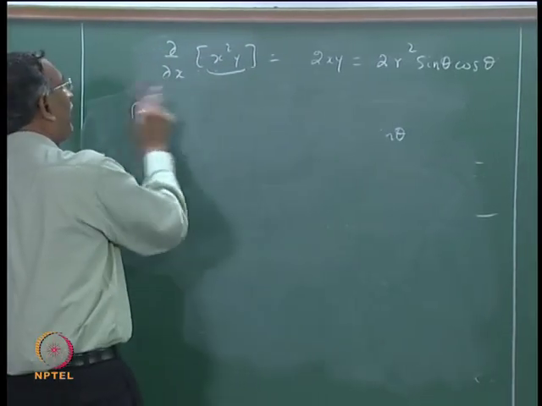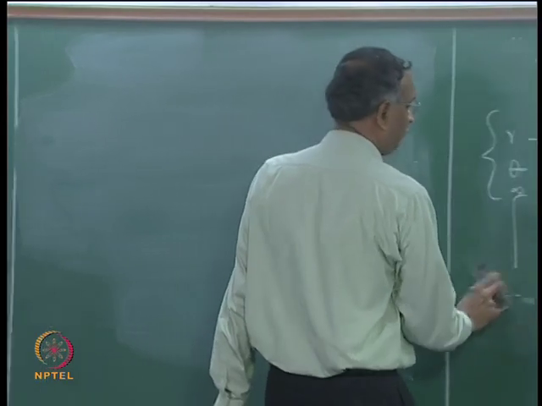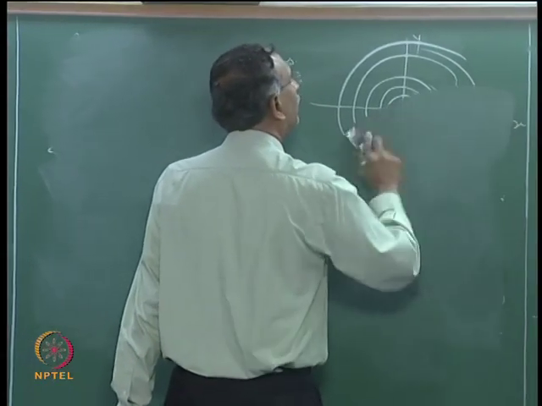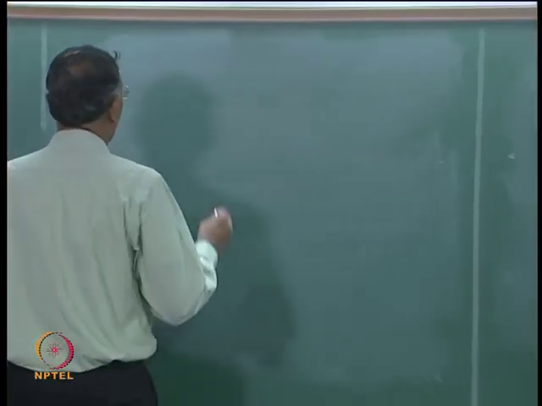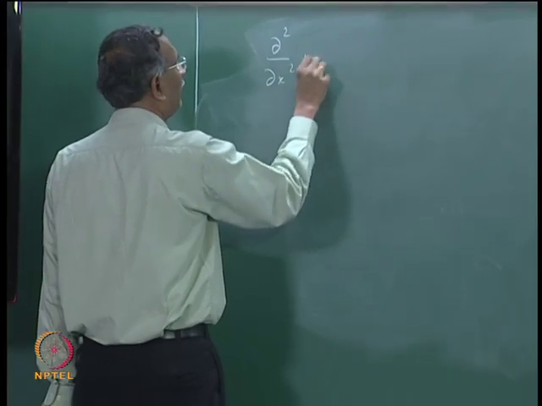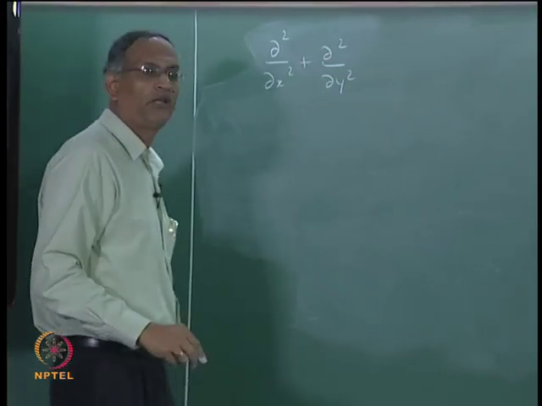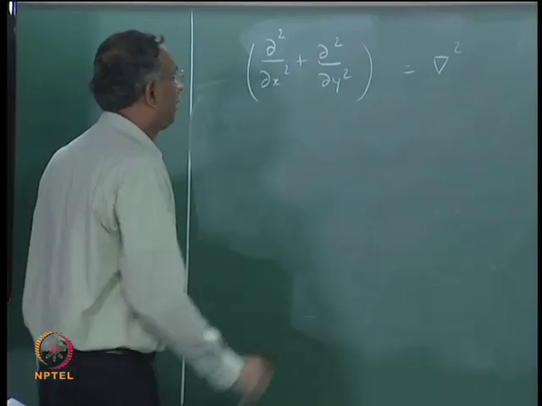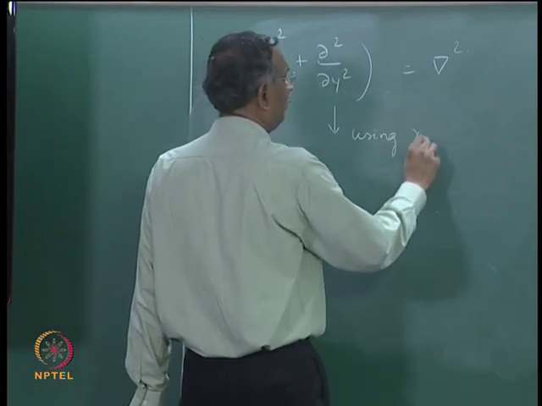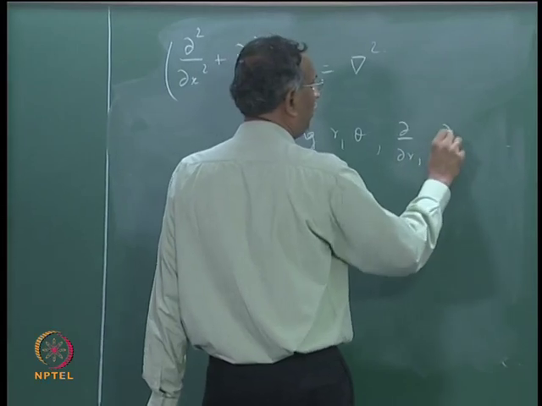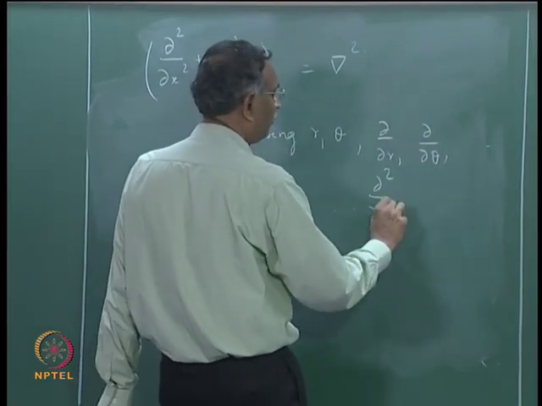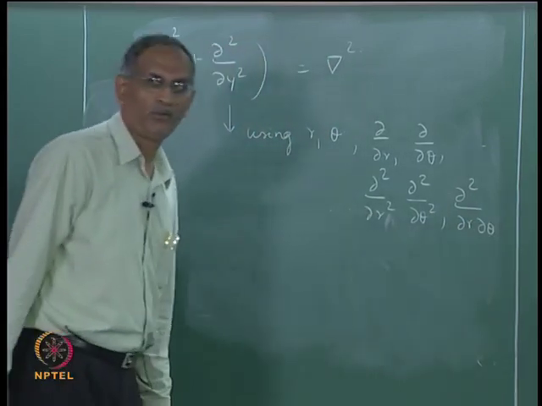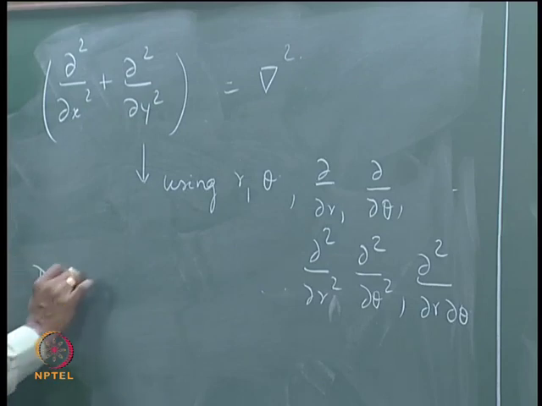Now, what about the 3 dimensional spherical polar coordinates? So, I will leave you with an exercise, namely, before we move on to the 3 dimensional coordinate system, calculate ∂²/∂x² plus ∂²/∂y², which is the Laplacian in 2 dimensions. Usually, it is written as del squared. Okay. Write this using r and θ, ∂/∂r, ∂/∂θ, ∂²/∂r², ∂²/∂θ², and ∂²/∂r∂θ, if any of them are involved. Okay. Using that, do the transformation.